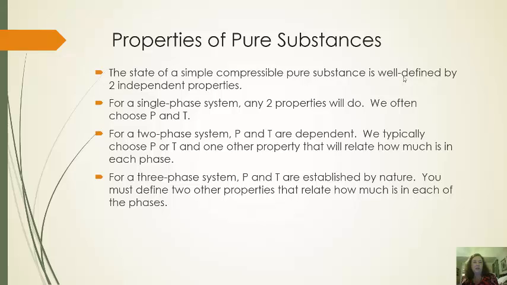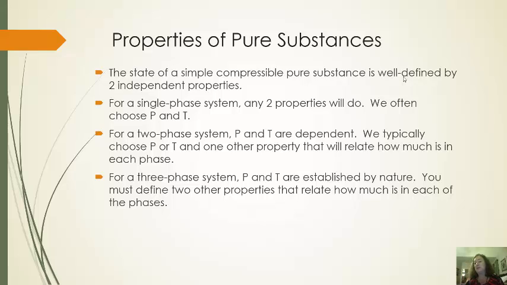Now we're going to be talking shortly about properties of pure substances. And a property of a pure substance is going to be well defined whenever I have two independent properties. In a single-phase system, you can choose any two properties. A lot of times we tend to choose pressure and temperature because I have a good handle on how to measure those. In a two-phase system, pressure and temperature will be dependent. Remember, there's the curves on the diagrams. So I can choose pressure or temperature, and then I'll have to choose some other property that will tell me relatively how much is in each phase.